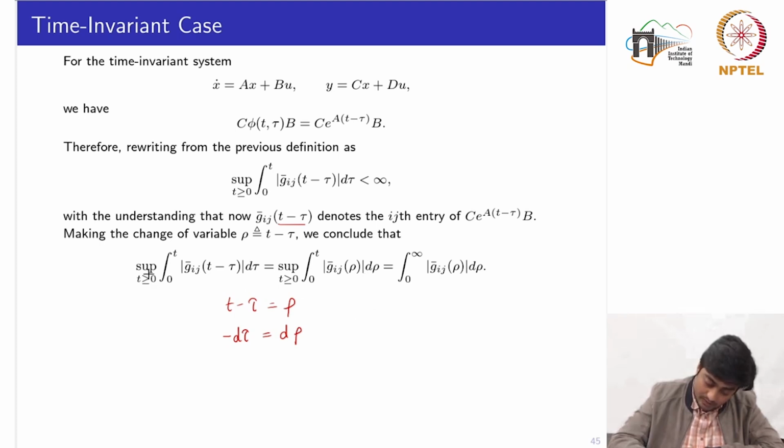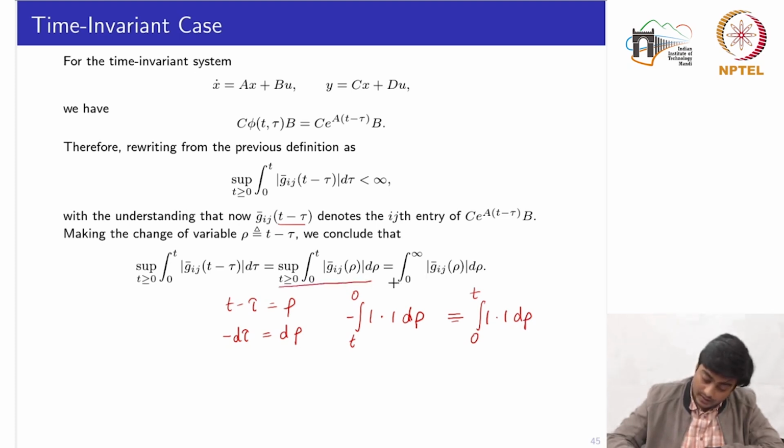So if I make changes over here, just ignore the supremum for the time being. We would have the initial limit at tau equal to 0, which is t for rho, and when the final value of tau is t, rho would be equal to 0. Okay, and we have the function of rho, and d rho with a negative sign. Now we can remove this negative sign by changing the order of this integration, which is equivalent to saying 0 to t, the function inside the absolute value, and d rho, and this is rewritten over here.